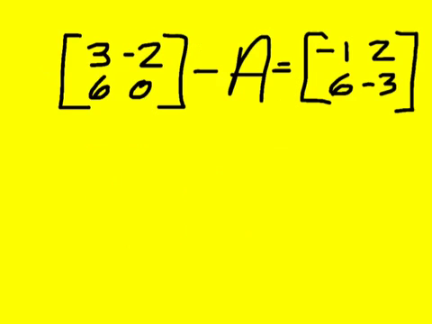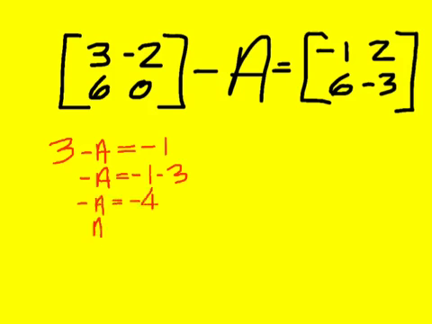Example problem number 3. Subtraction now. So you're going to have 3 minus A equals a negative 1. You're more likely to make mistakes on these. So negative 1 minus 3. It's a negative 4, but it ends up being a positive 4. So over here you would insert 4. Pay attention to the fact that you're going to have to change the sign on some of these.